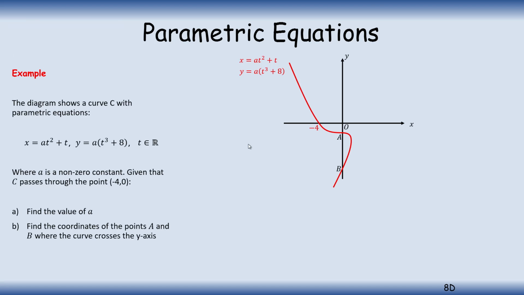So this is our example today. We've got our curve in red here. The curve is C, and it's made up of these parametric equations: x equals at squared plus t, and y equals a brackets t cubed plus 8. t is in the reals. a is a non-zero constant.